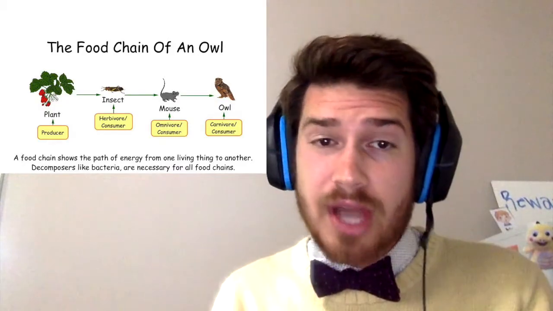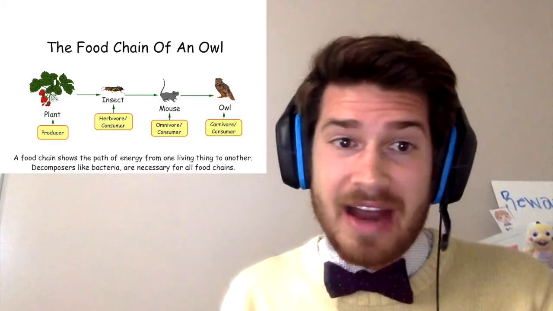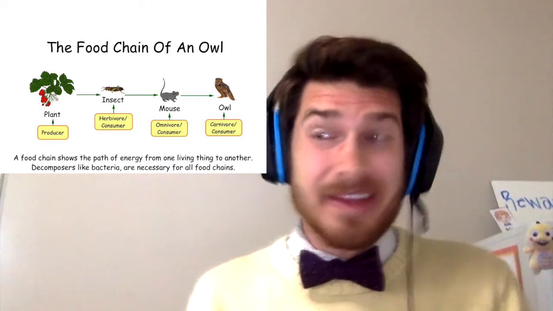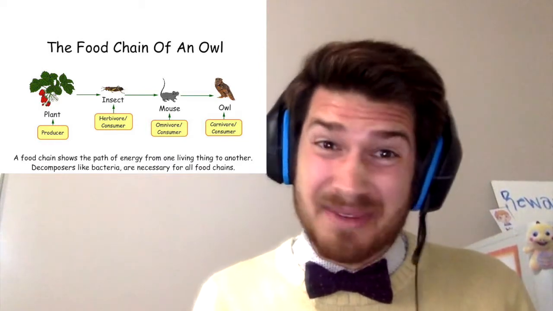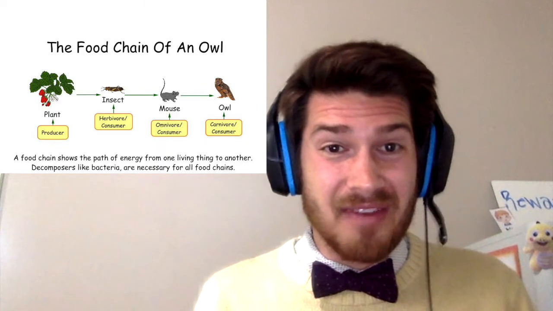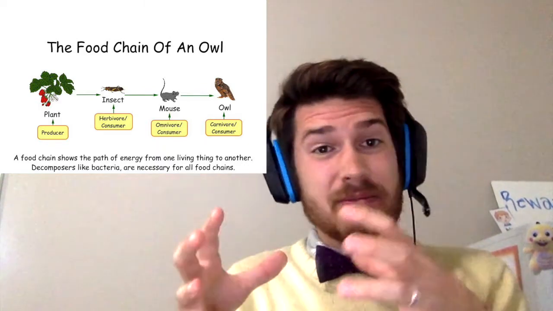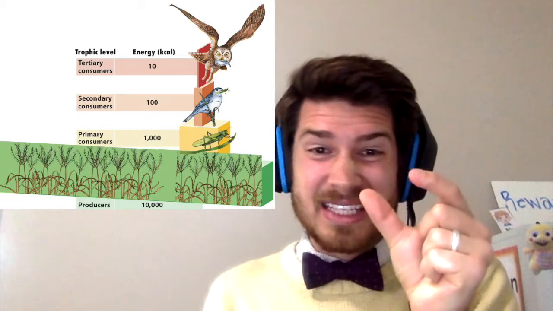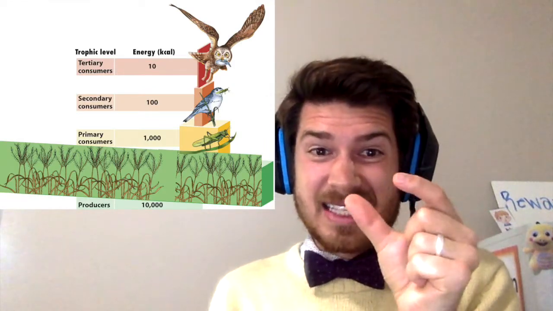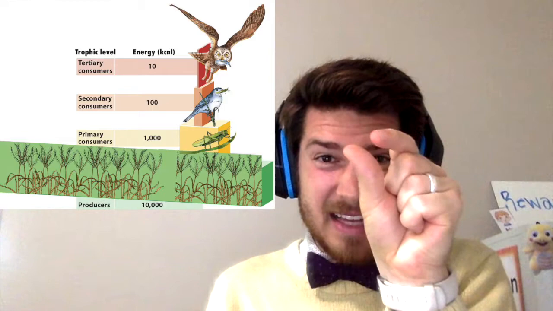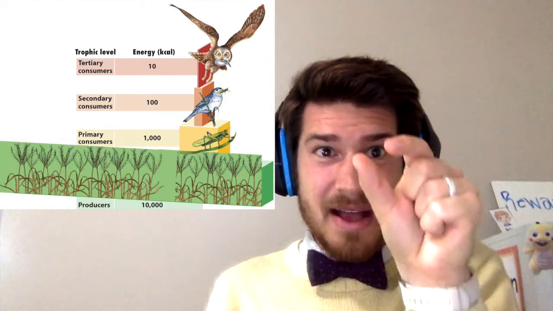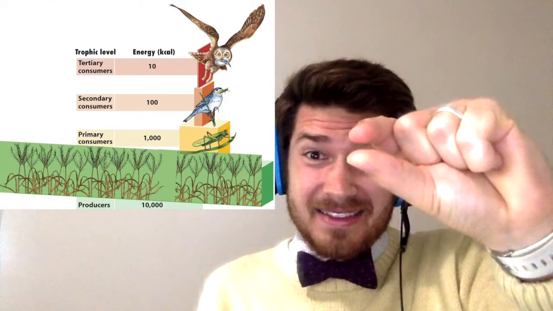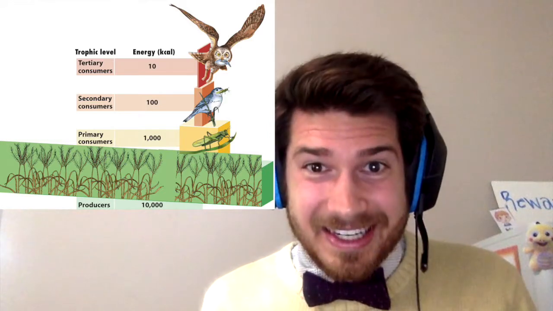But it is important to know that not 100% of the energy gets transferred each time. In fact, it's usually more like 10% of the energy moves on to the next level. So of all of the energy the plant has, only about 10% of it gets used by the insect. And that mouse that eats the insect is only going to get 10% of that. So then the owl that eats the mouse is only going to get 10% of that. That's not a lot of energy.